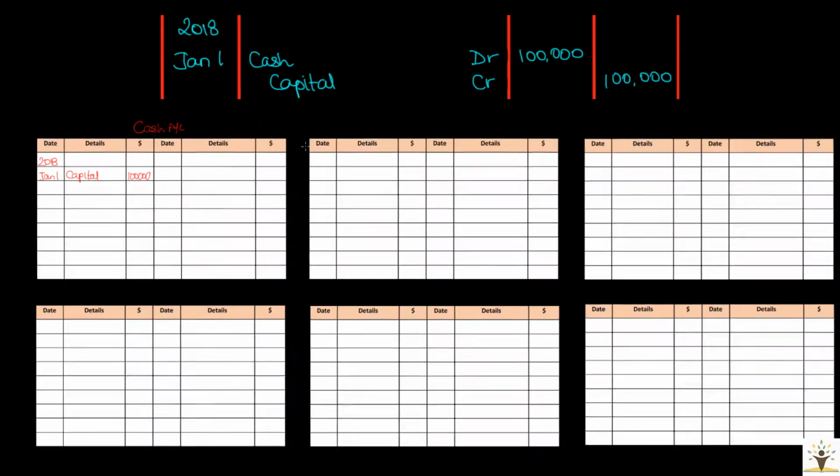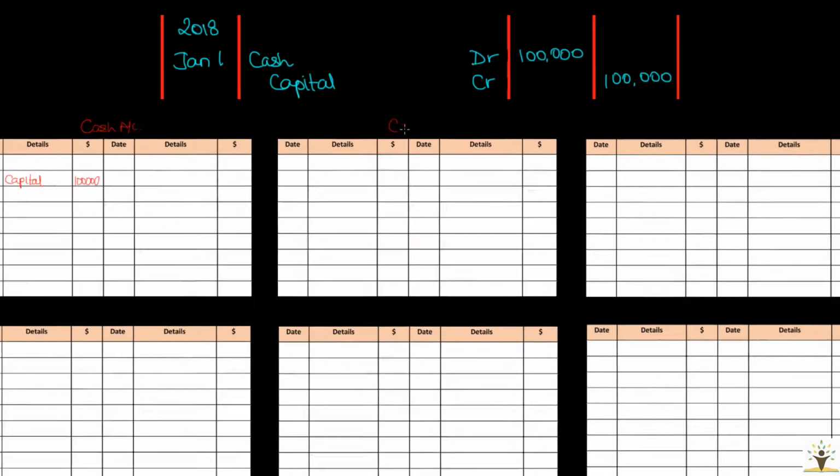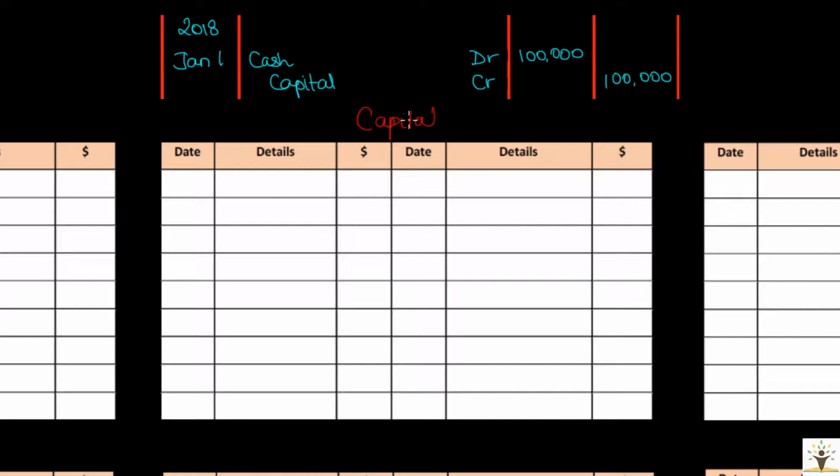The posting is not yet complete. We need to still give the second effect. So second effect will be in capital account. Let us make a capital account. Go to the credit side of capital account, write on the date Jan 1. Details will be the account that is debited, which is cash account, and 100,000 in the amount column. This completes the posting of the first transaction.